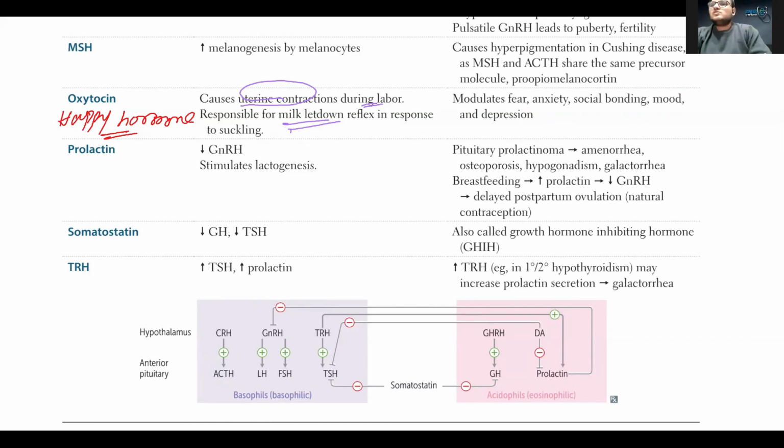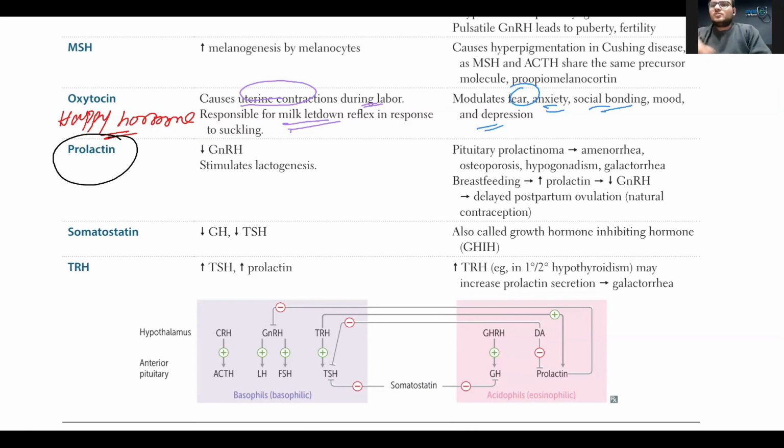And oxytocin specifically is very important for social bonding. Mood changes and depression also happen due to deficiency of norepinephrine and dopamine. Okay, when there is decreased social bonding, it must be oxytocin deficiency, because oxytocin is very important for social bonding. Your social quotient is also directly proportional to oxytocin. It's not generalized, but it is from this concept. Because it modulates fear, anxiety, social bonding, mood, and depression.